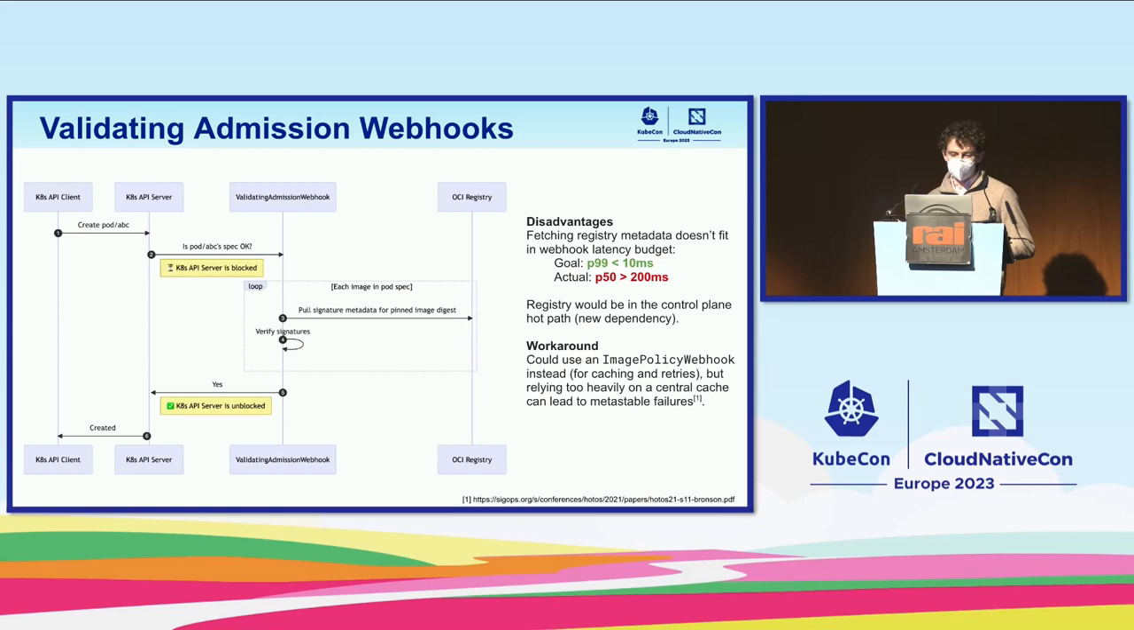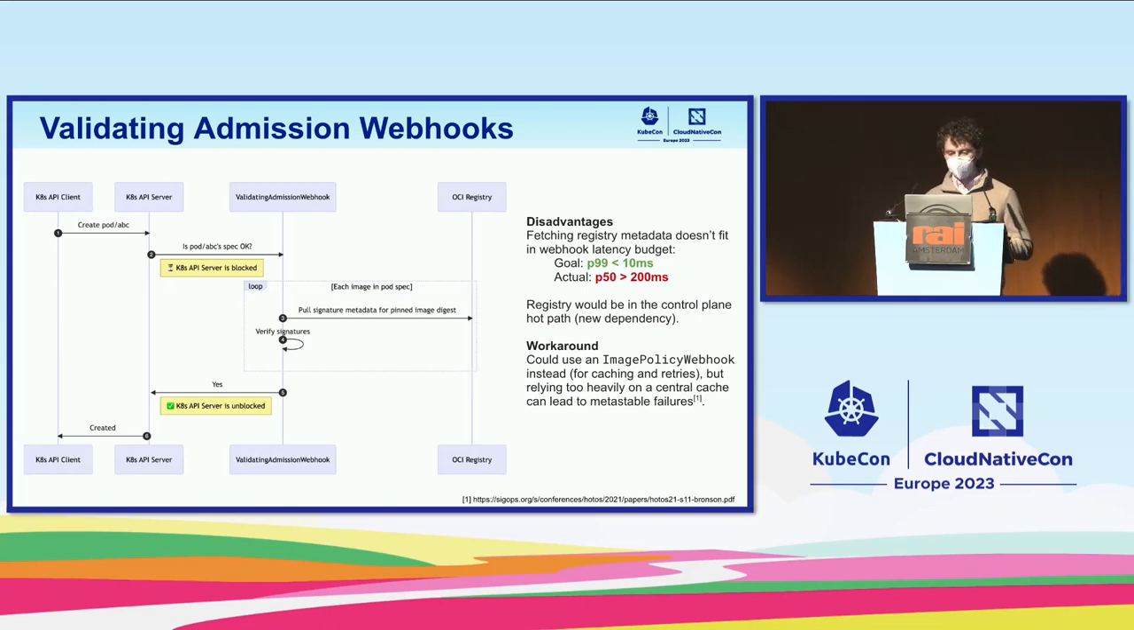But another disadvantage of the approach is that using the registry for signature metadata introduces a new cluster-level dependency. So whereas previously the registry was only a dependency at the node level for pulling images, it's now on the hot path of the control plane. So this has some pretty serious changes to the properties for reliability.